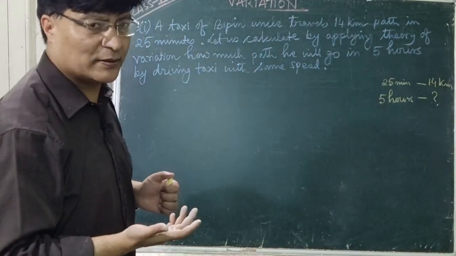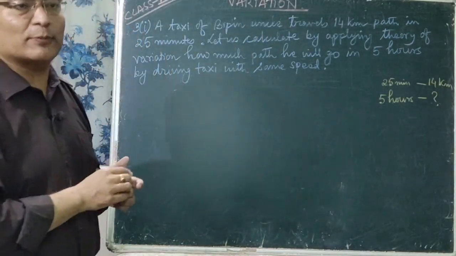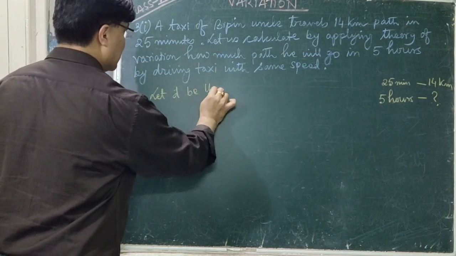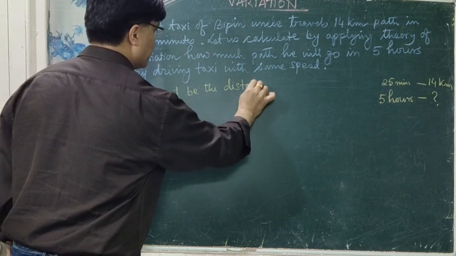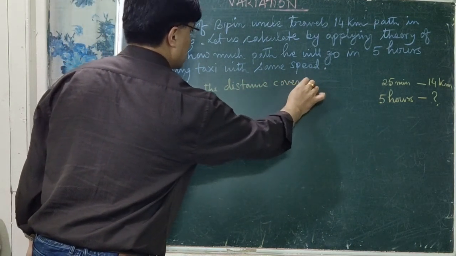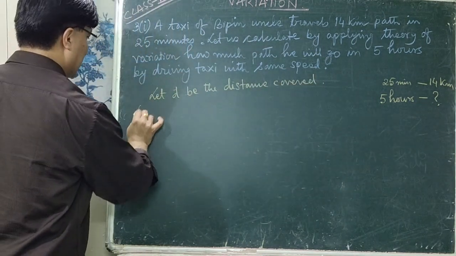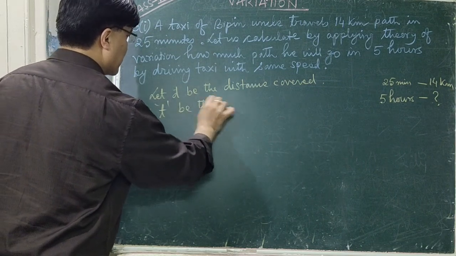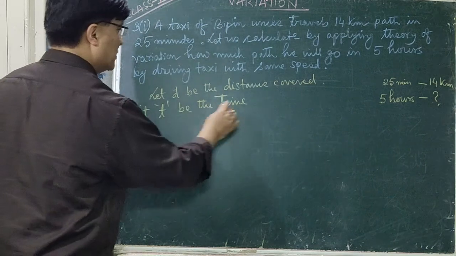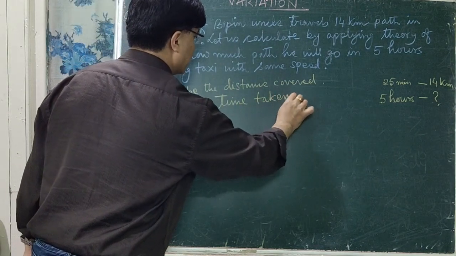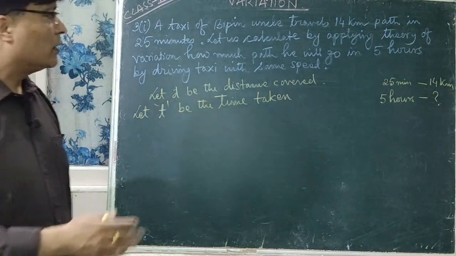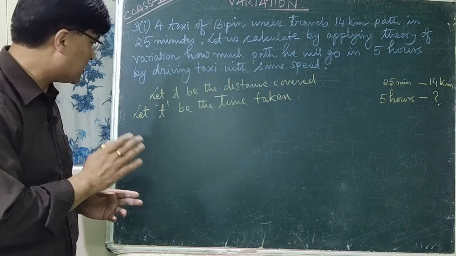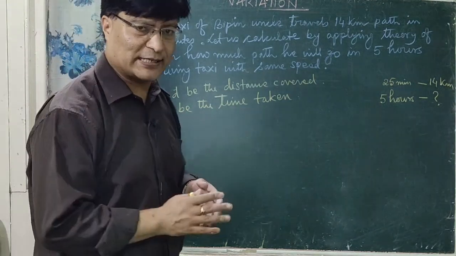Here we suppose two variables. Let d be the distance covered by the taxi, and let t be the time taken by the taxi. Okay?